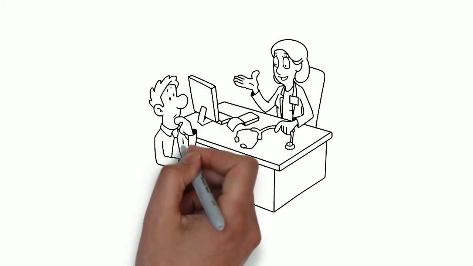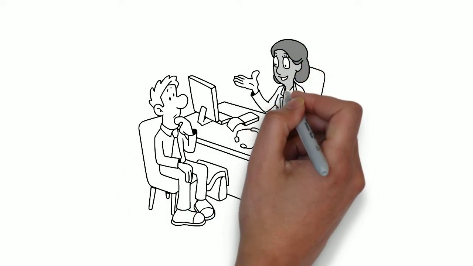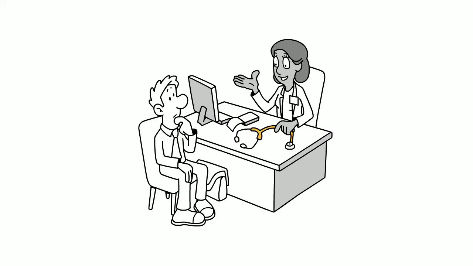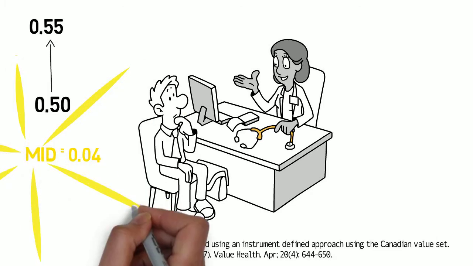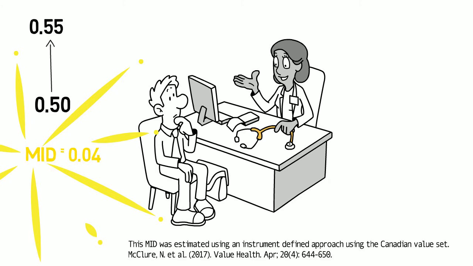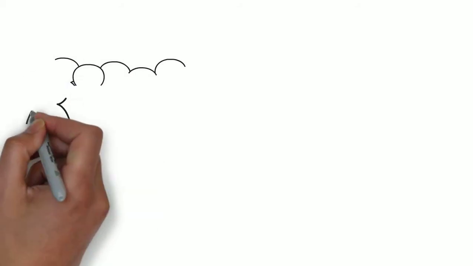Imagine you are a physician and one of your patients is trying a new therapy. He reported an EQ-5D index score of 0.5 before treatment, and after 3 months, it's changed to 0.55. Does this matter? What does this change mean? What is the degree of improvement? A change of 0.05 is confusing to explain to the patient. But if you could tell your patient that a change of 0.04 in an EQ-5D index is a minimally important difference for similar patients with that therapy, then your patient has a better understanding of this change.